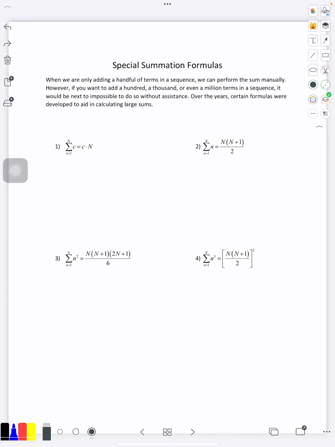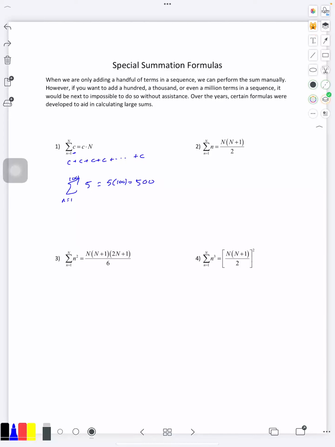The first one is that if you're adding up the same number, C, over and over again, that's C plus C plus C plus C, n times, that's the same as just a multiplication problem, C times n. So if you want to add up the number 5 100 times, the answer is just 500. That's just how it works.